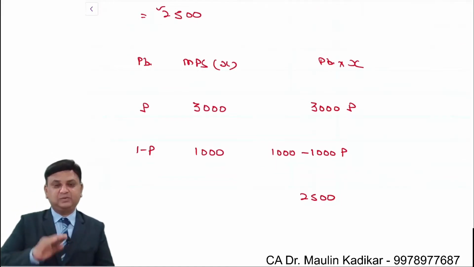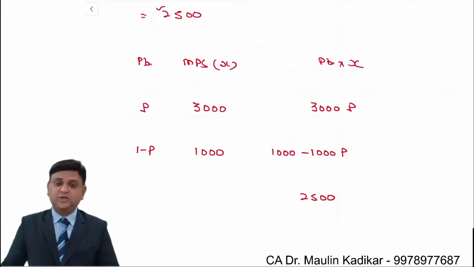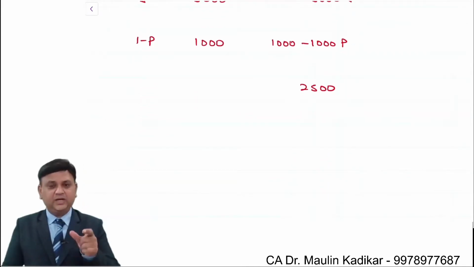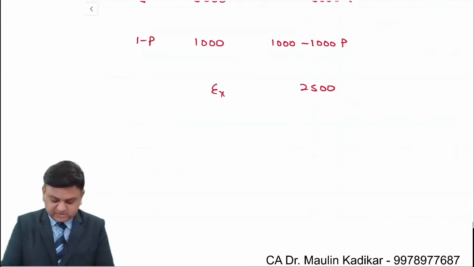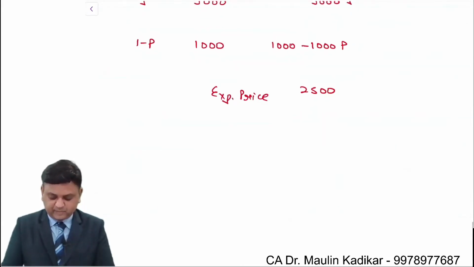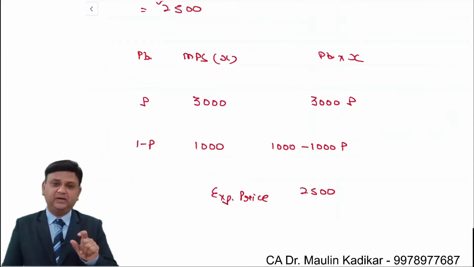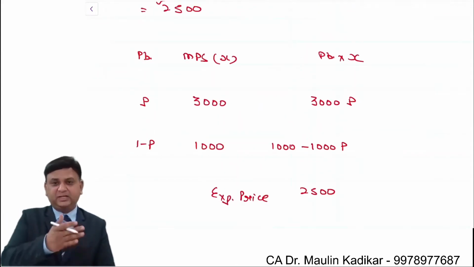Because we understand that the price will be either 3,000 or 1,000. Between both of them, the probability distribution will be such that the expected price will be equal to the forward price. This is the expected price. Accordingly, we will make the calculation of P. Suppose the value of P is 0.8, then how to do further answer?